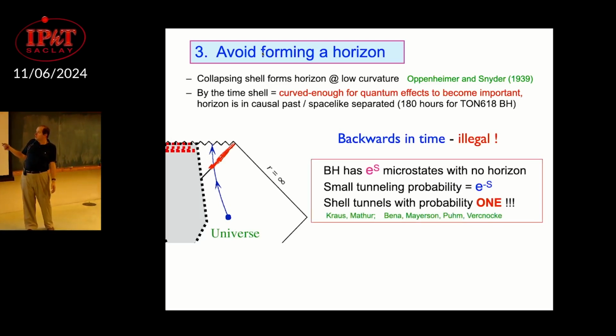The way this has been proposed to go, so this is an argument which Samir made with Per Krause a long time ago, is that the black hole has a huge amount of microstates. The microstates don't have a horizon, but there are e to the S of them. And if you look at the shell of dust, they calculated and estimated that the shell of dust can tunnel into these microstates, but there are e to the S microstates. The tunneling probability is e to the minus S, and therefore the shell tunnel probability is 1.